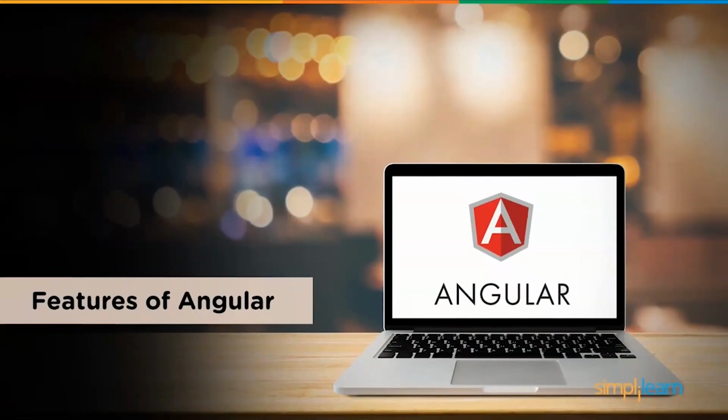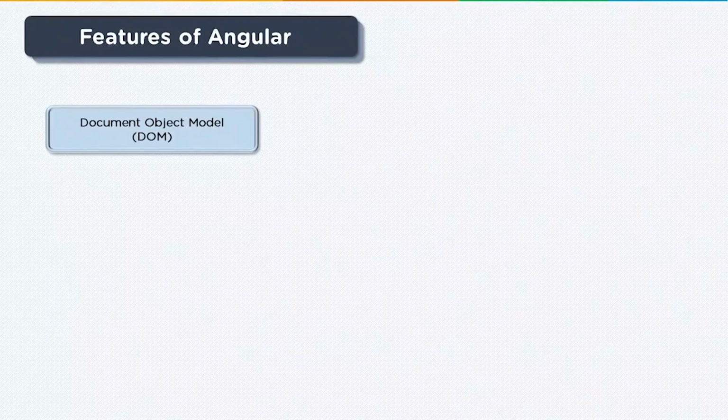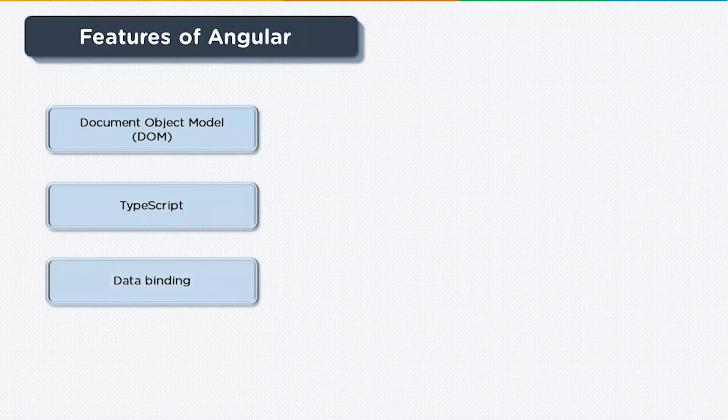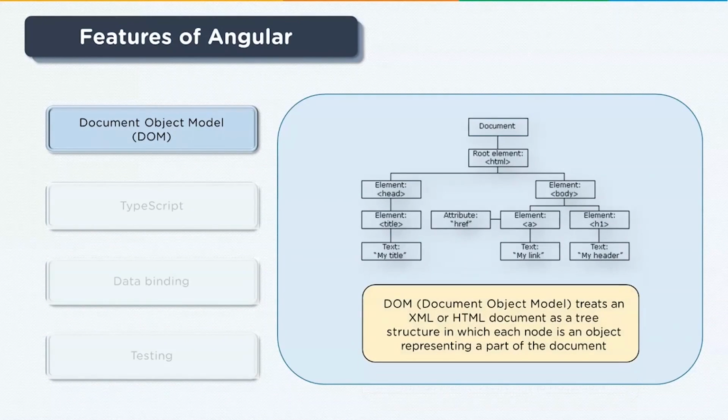Moving ahead, let's look at the features of Angular. We have 4 features that we're going to be discussing. We have the document object model, TypeScript, data binding, and testing. Now let's look at them one by one. Now the document object model treats an XML or an HTML document as a tree structure. Now here every node in the tree structure defines an object representing a part of your document.